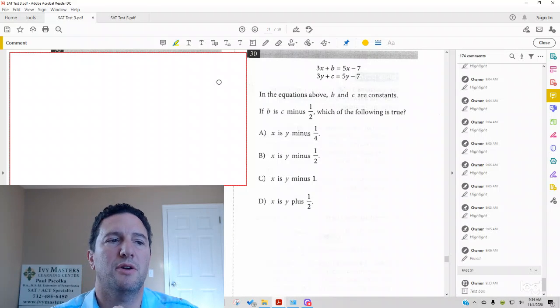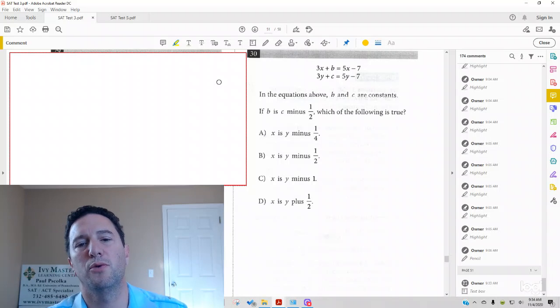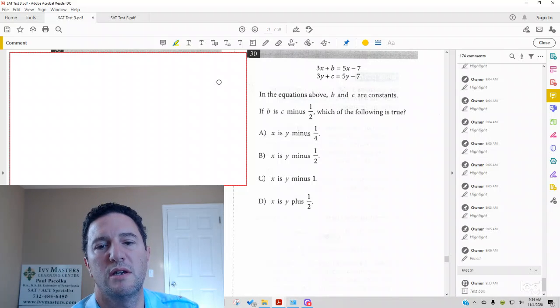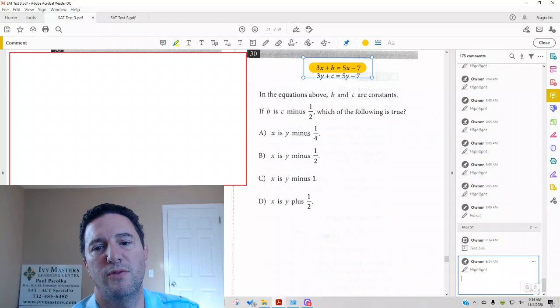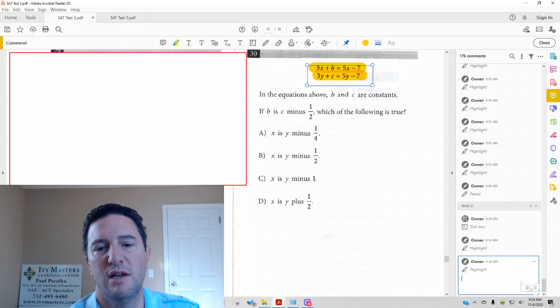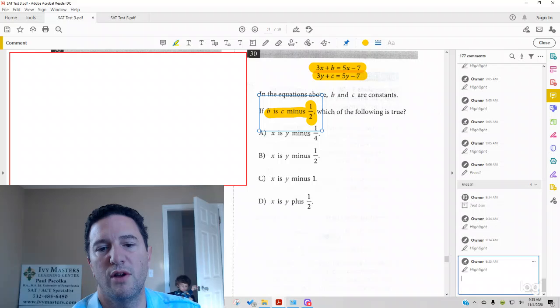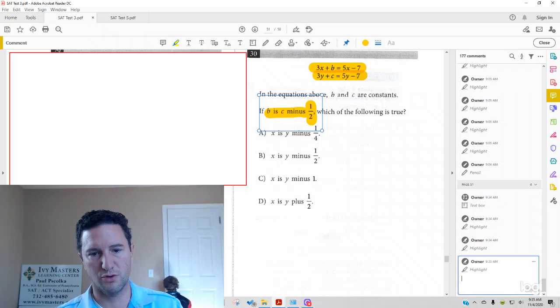And today we're going to look at Test 3, Section 4, number 30, which reads 3x plus b equals 5x minus 7, 3y plus c equals 5y minus 7. In the equation above, b and c are constants. b is c minus 1/2. Which of the following is true?